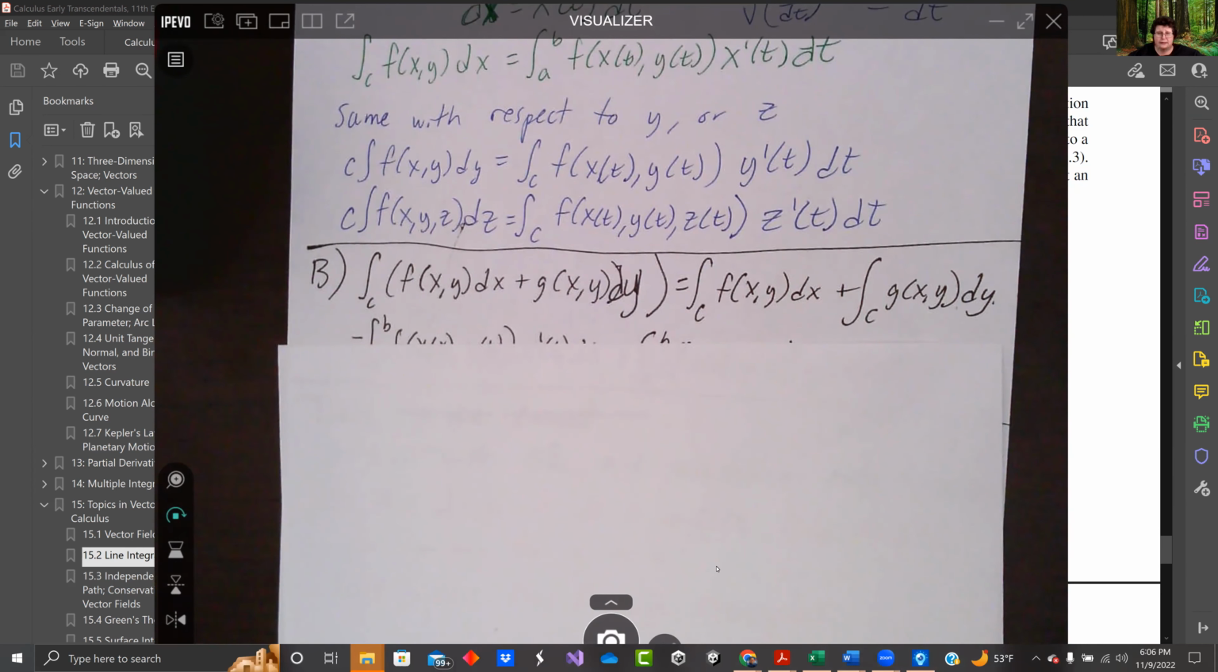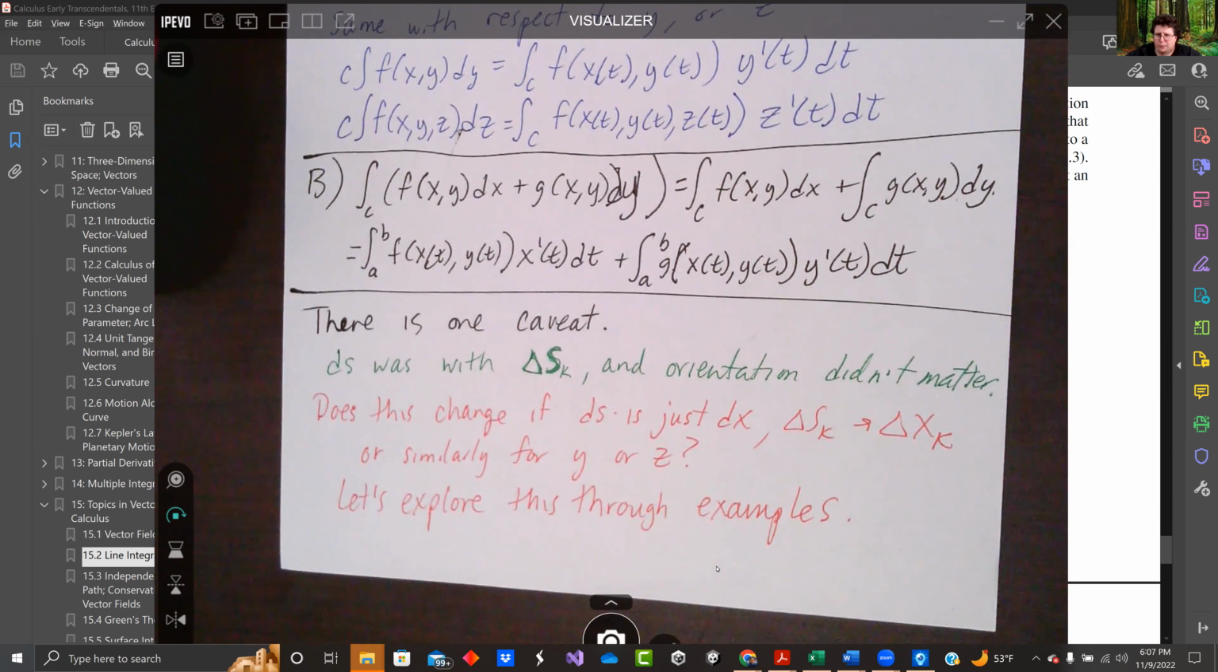There is one caveat that we will explore in the next video. ds was with respect to the arc length, and orientation did not matter. Does this change if we just look at respect to one variable? Let's explore this through an example in the next video.